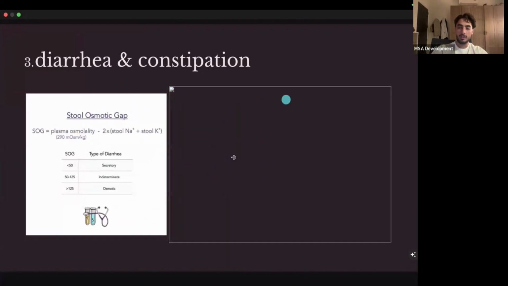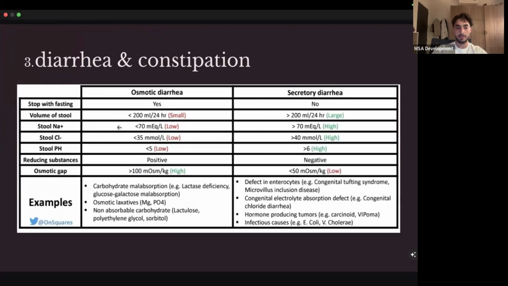All right. Not sure why this picture isn't loading, but it's more of the same concept we were talking about. So we could skip it for now. This is mainly what we're focused on: the difference between osmotic and secretory.